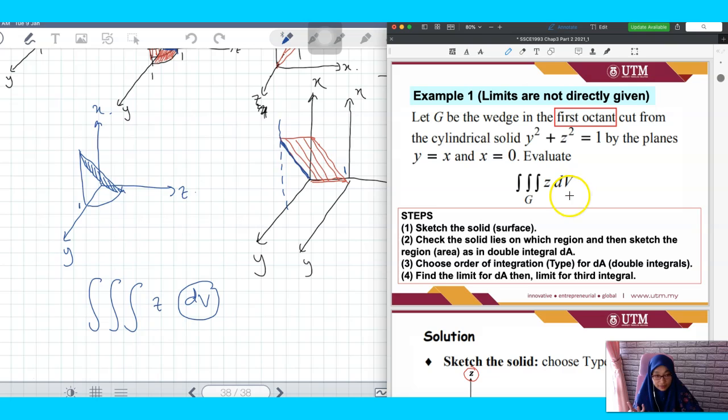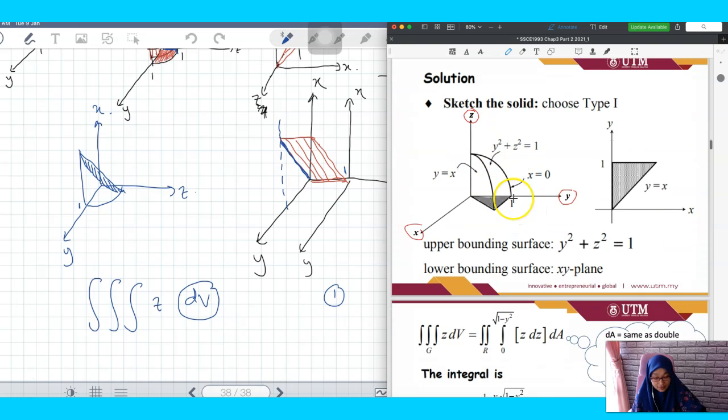So first, what is the first step? The first step is to give a name, whether your solid is an xy solid, xz solid, or yz solid. If your solid is like this, you just sketch it. After you sketch your solid, please always sketch the small person inside.